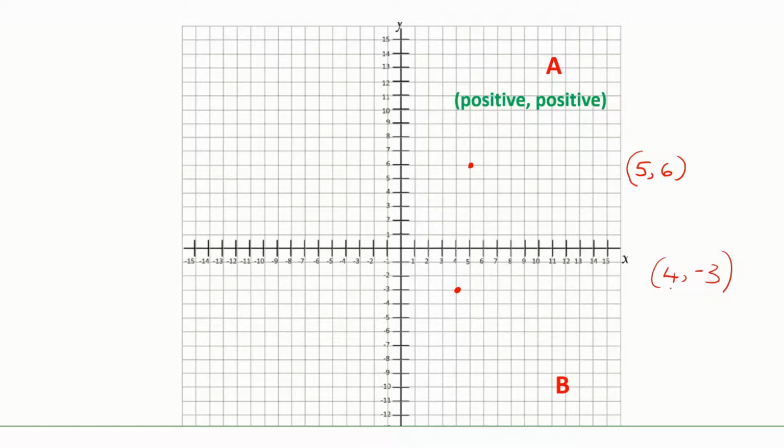What do you notice about the 2 numbers in quadrant B? You should spot that one is positive and one is negative. And the first one is positive and the second one is negative.